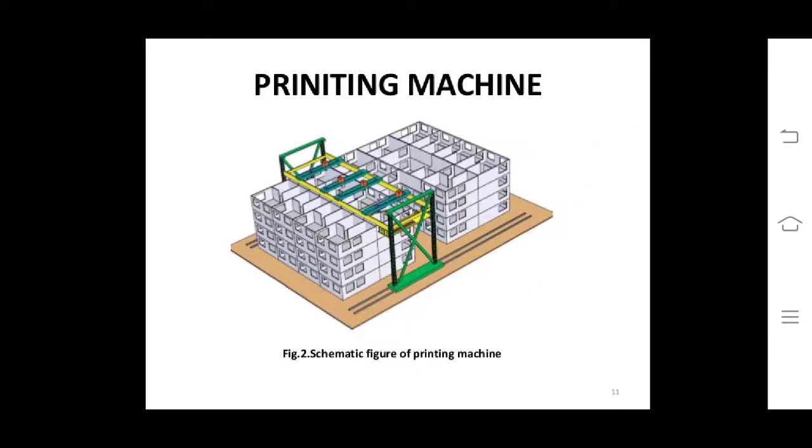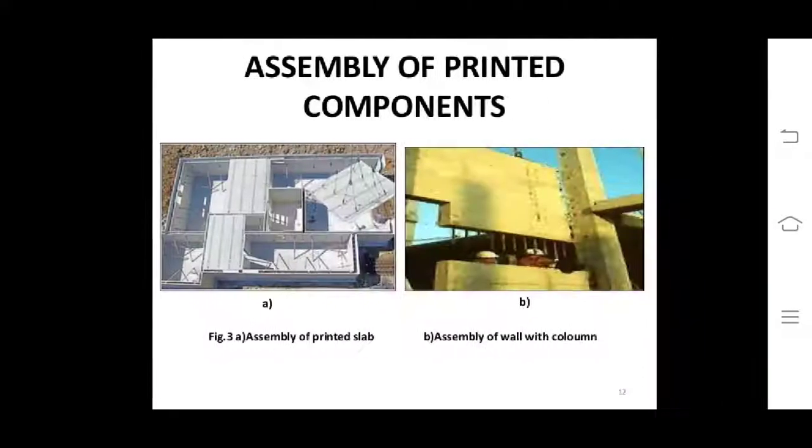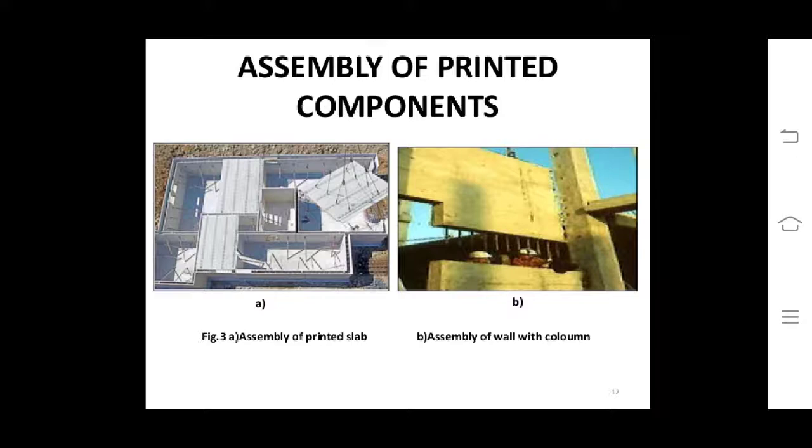This is an example of a printing machine, how it works for building construction. The green color machine shows the printing machine and it prints the building layer by layer in X, Y and Z axis. Assembly of printed components. Generally, the components are manufactured or printed in the yard and they are then installed for the construction of the building as shown in the photograph.